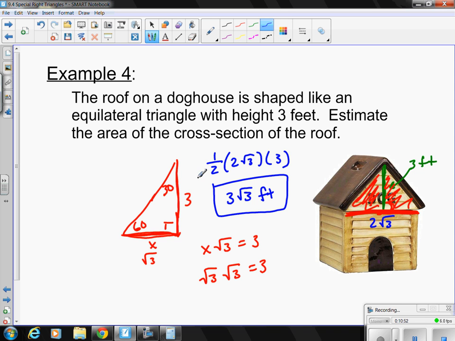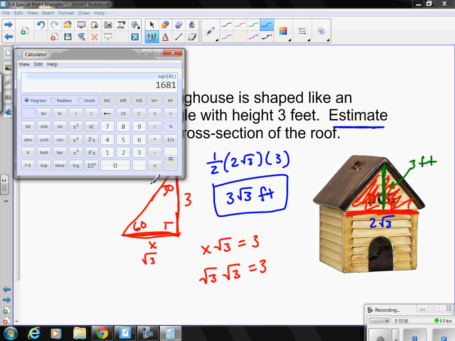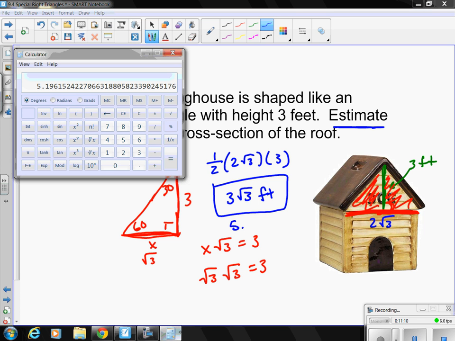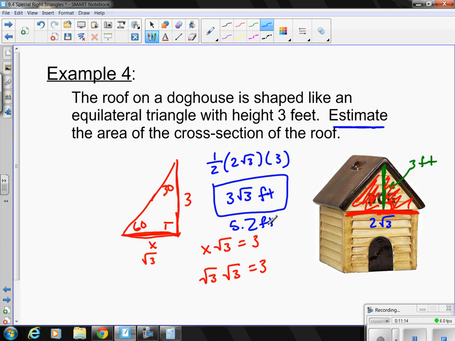That would be kind of an exact answer. They say estimate it, so I think they want us to round it. So I'll take out the calculator and figure out what the square root of 3 is first, and then multiply it by 3. And that is about 5.2 feet squared. Okay, it's an area, square feet.